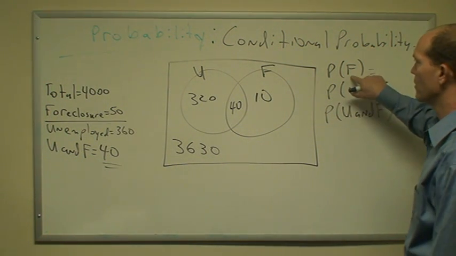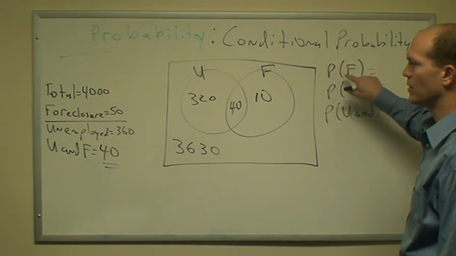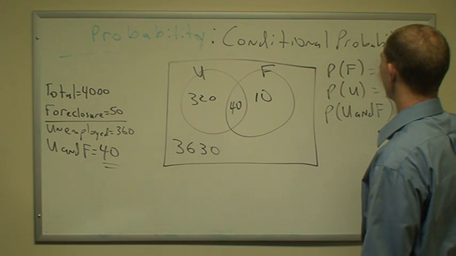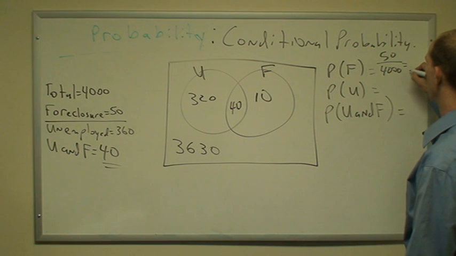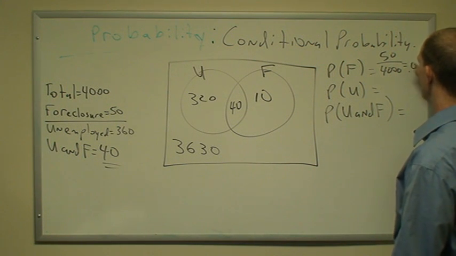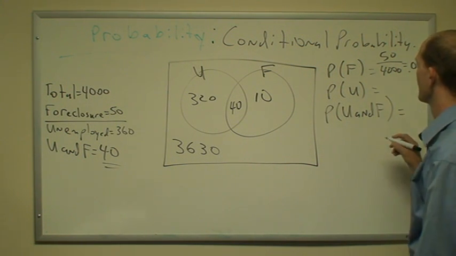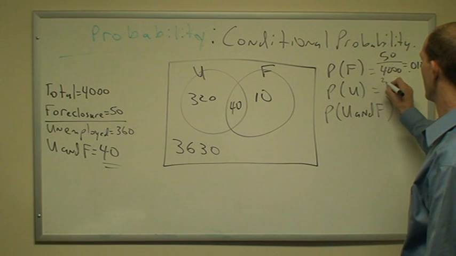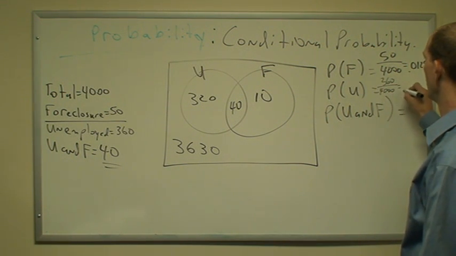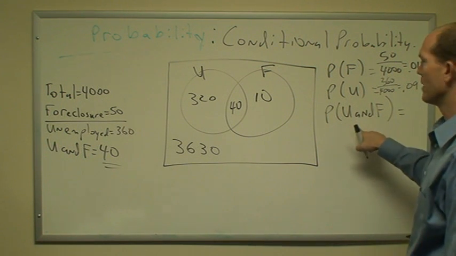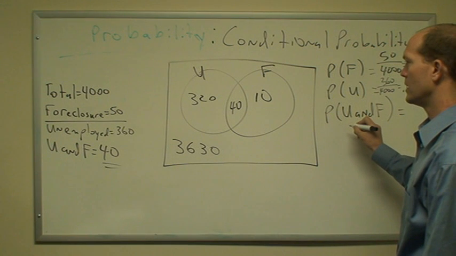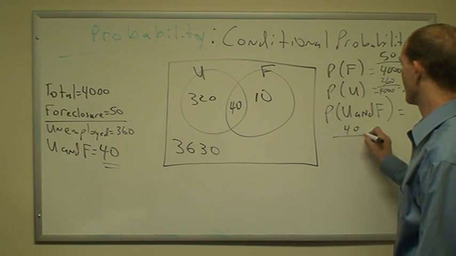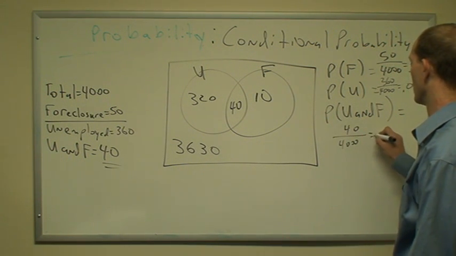All right, so the probability of being foreclosed upon in this case, well, 50 out of the 4,000 people total. And I want to write this as a decimal. This is 0.0125. All right, the unemployed was 360 out of 4,000, or 0.09. The unemployed and foreclosed upon, this was 40 out of the 4,000, 0.01.